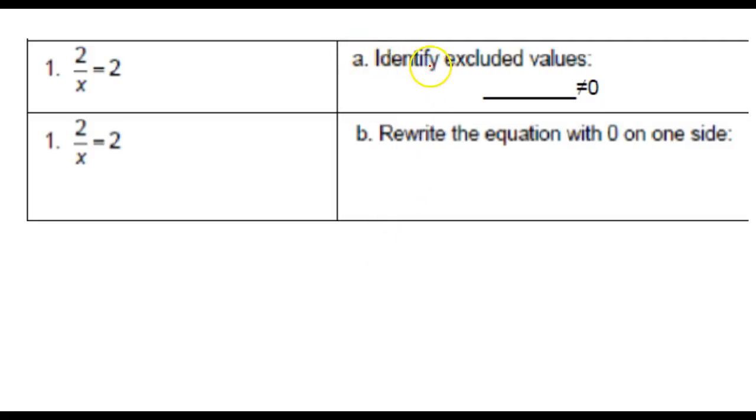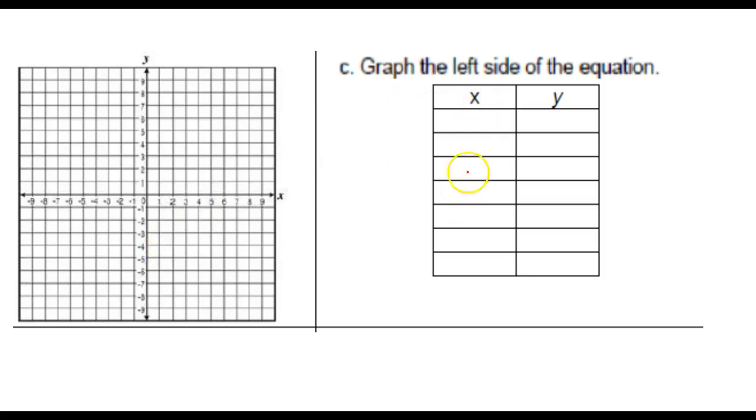So one of the things we did was we identified excluded values for this practice problem here. As you can see, x cannot be equal to 0. No solving required. We then rewrote the equation so that 0 is on one side. So I had students do the opposite of a positive 2, which is subtract 2. So that would be 2 over x minus 2. Okay. And then I had them do their graph.